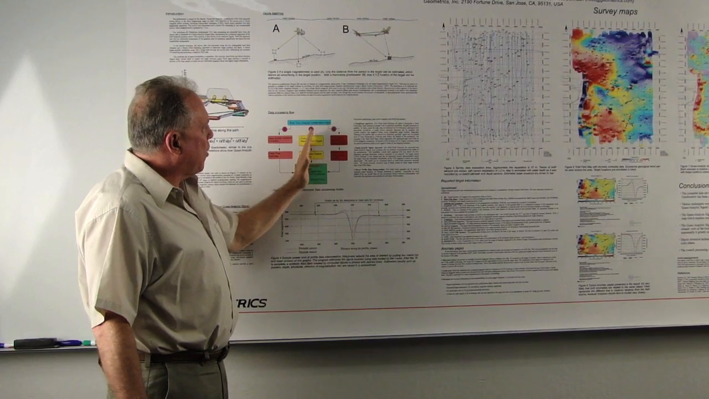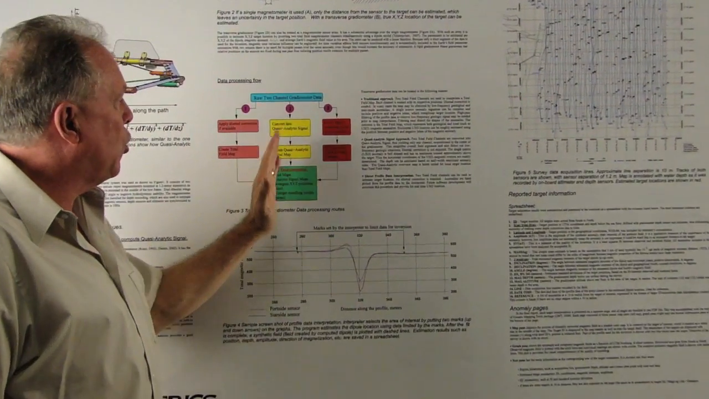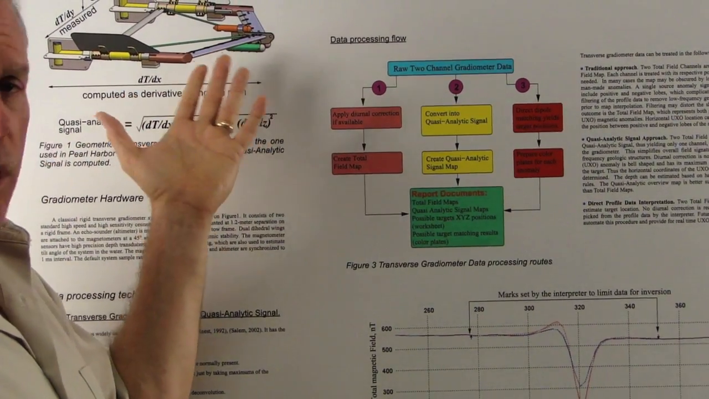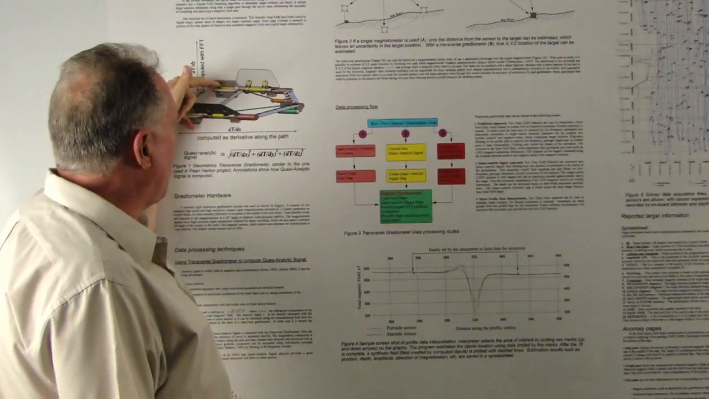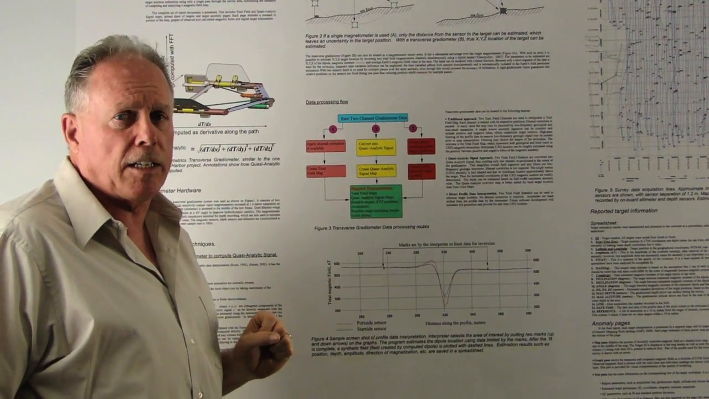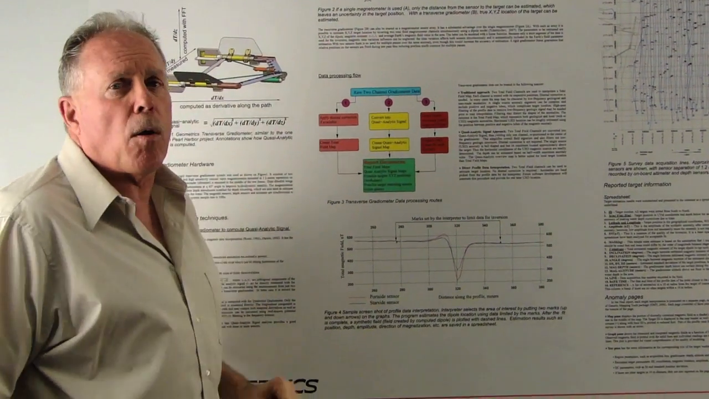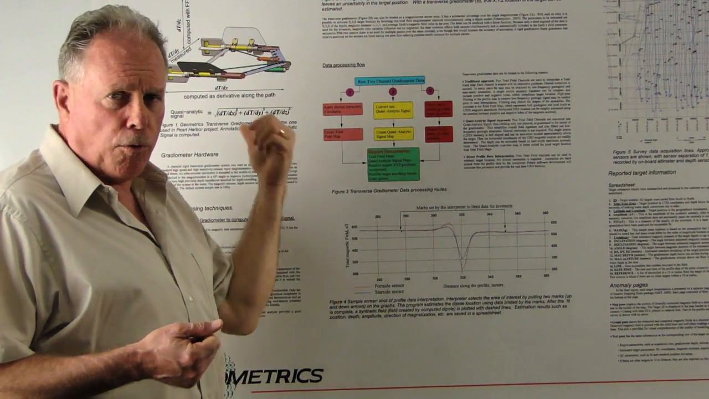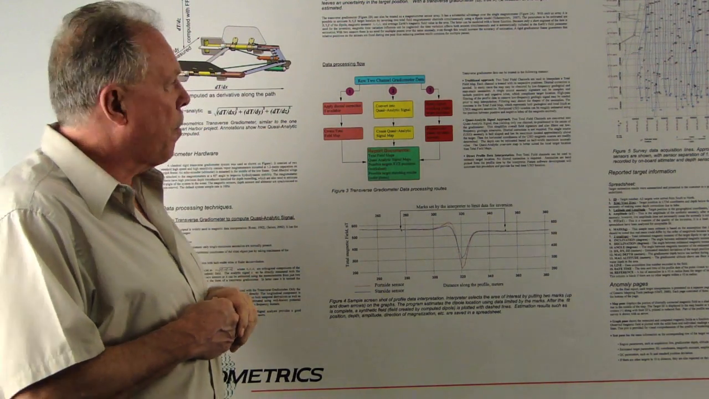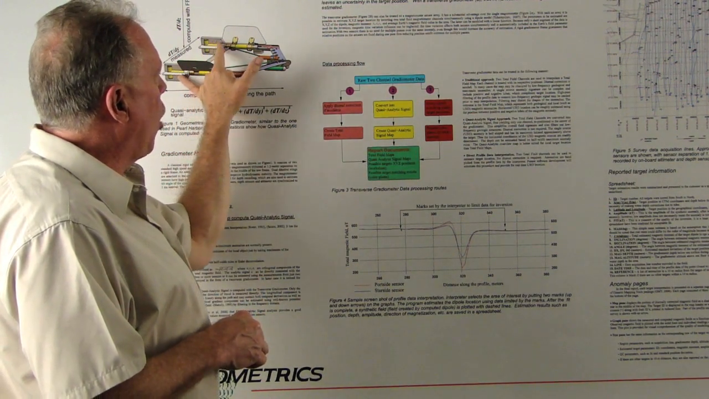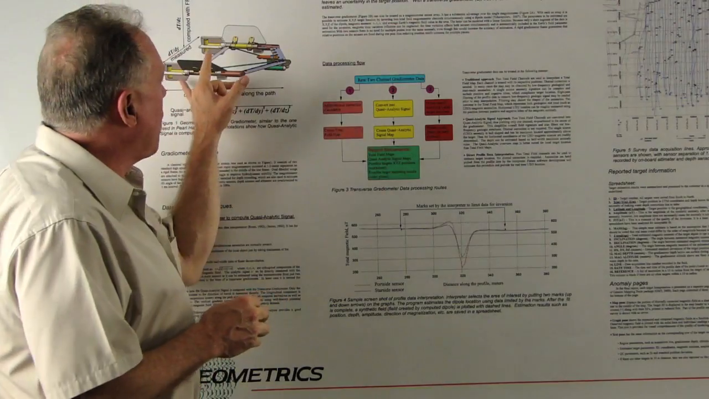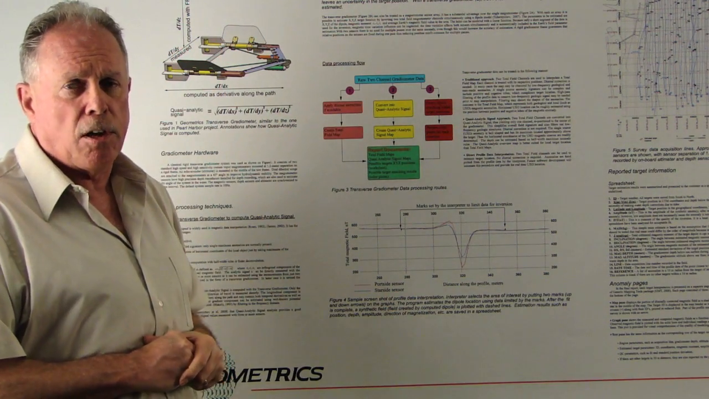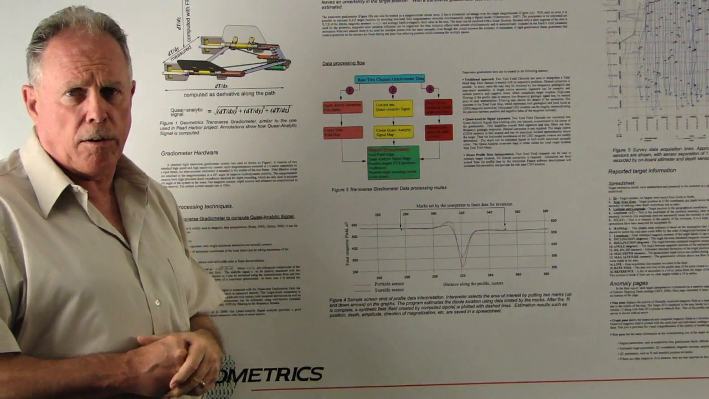The second data processing path I want to discuss today has to do with the analytic signal. So the G882 transverse gradiometer records data from 2 sensors simultaneously at a 10 Hertz rate. These sensors are separated by 1.5 meters. So we are continuously measuring the transverse gradient from the array itself. We also measure the longitudinal gradient along the track. We do that by measuring along the track and doing subtraction to get the time series. From that, we compute the longitudinal gradient.